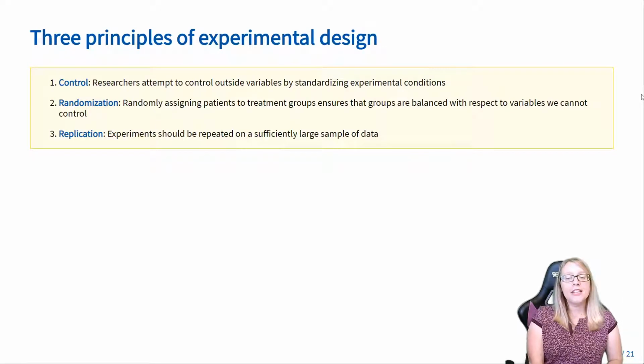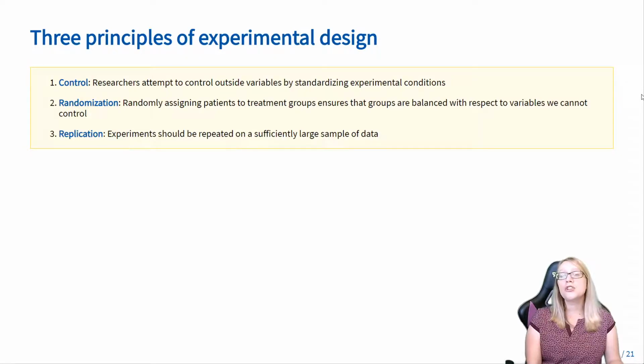So let's finish this video out by talking about some principles of experimental design. Let's say you're going to design or critique an experiment. What should we look for? There are three major principles that we always want to look for in an experiment: control, randomization, and replication.